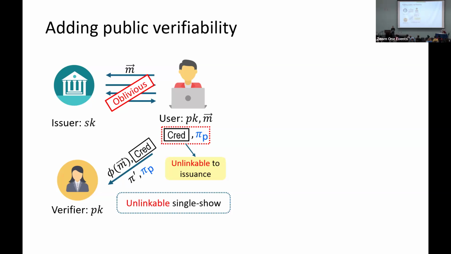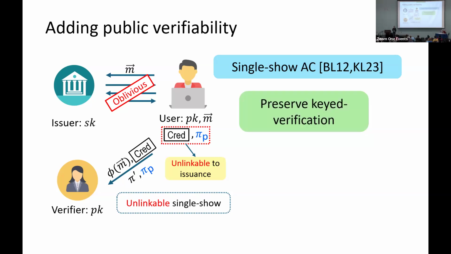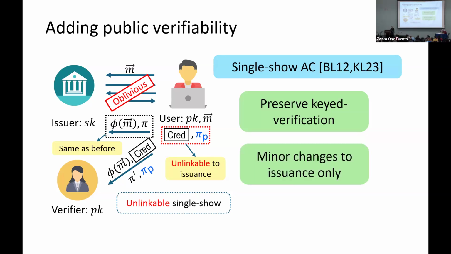So this primitive is also known as single show anonymous credential. And the nice thing about this construction is that we do not disturb the original key verification functionality, which means that the presentation of the credential to the issuer remains the same as before. There are only minor changes to the original protocol, and it's only in the issuance part. So I'll now review the related works.